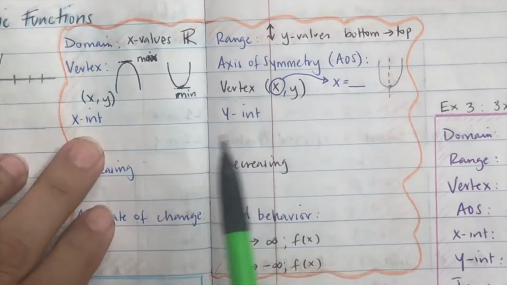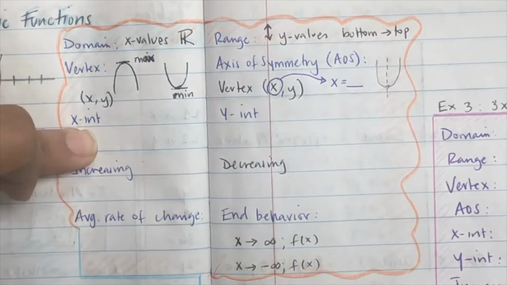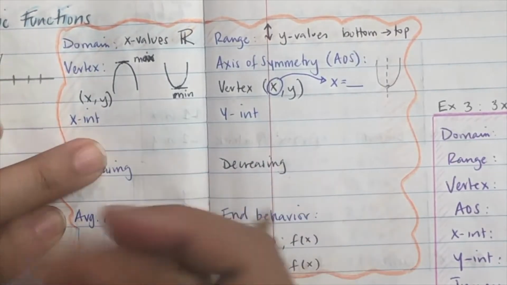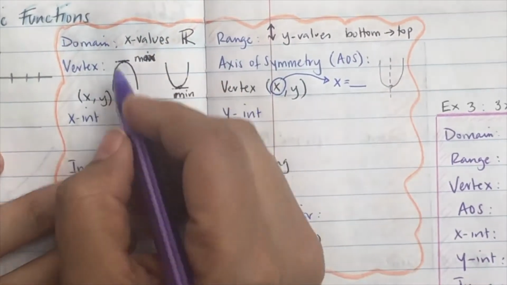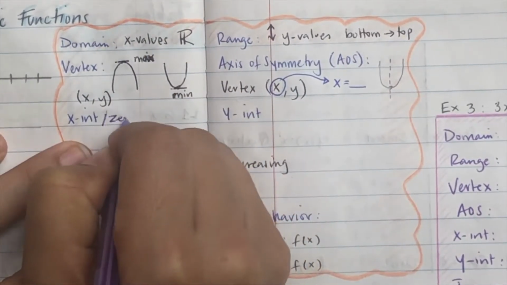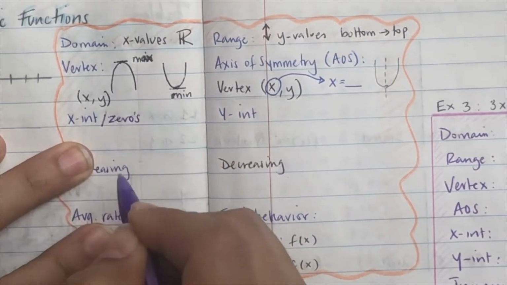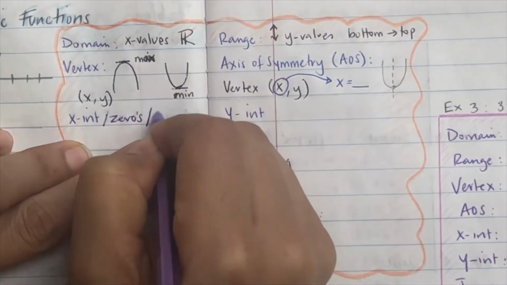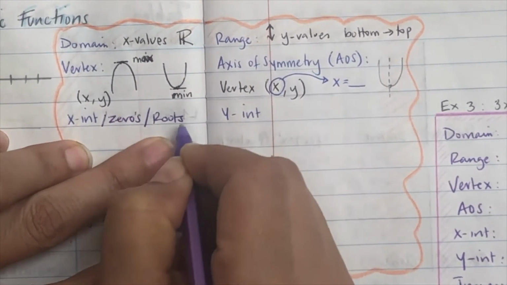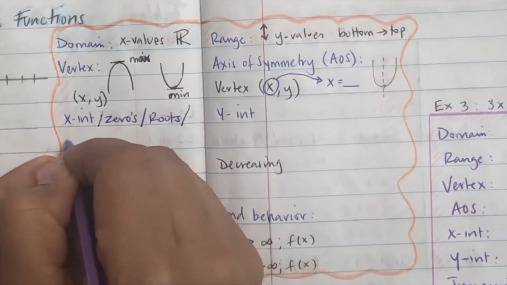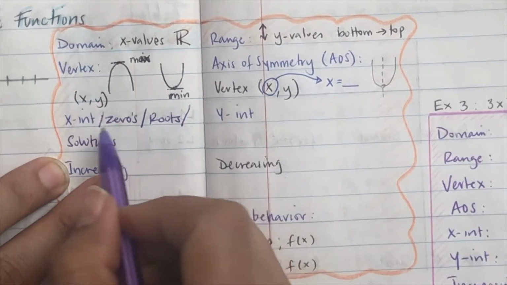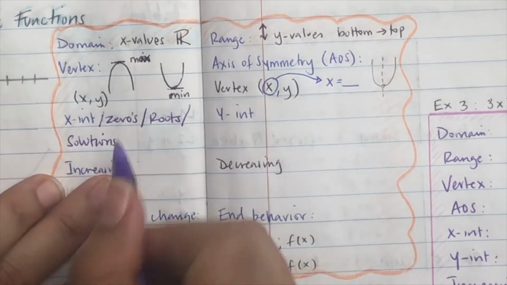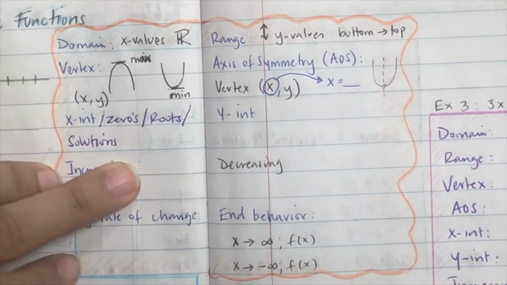All right, we've gone over your x-intercept, but again, I am going to go ahead and remind you. In quadratics, they can say x-intercepts or they can say zeros. So they can ask you, what are your zeros? Or they can say roots. So they can ask you, what are your roots? Or they can ask you for solutions.